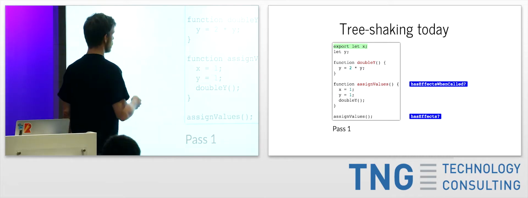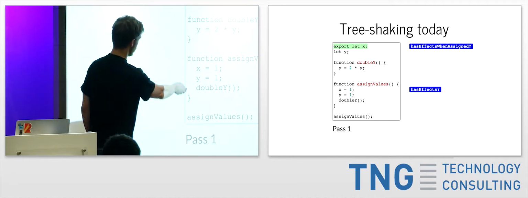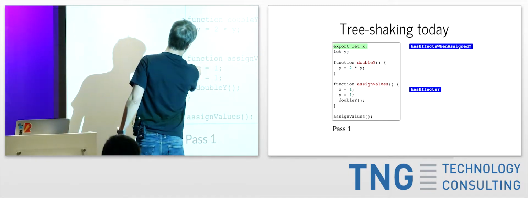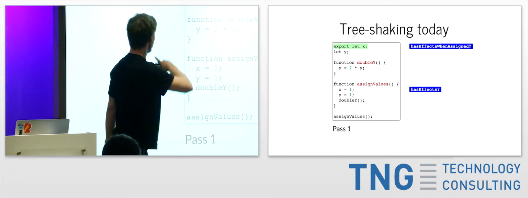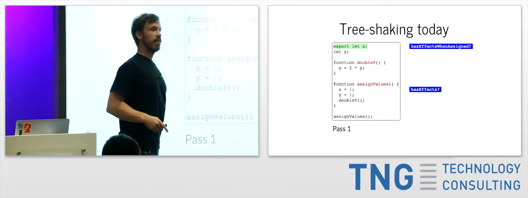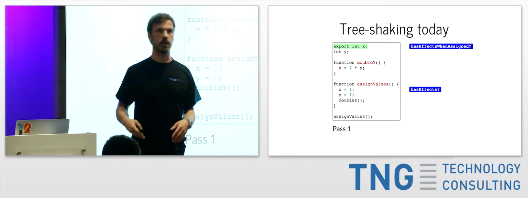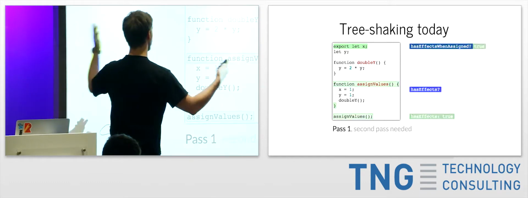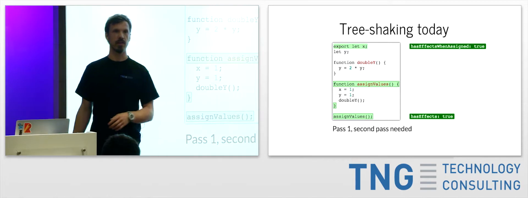And the declaration says, let me look. So I'm looking at my first statement. That, again, asks the assignment over here, do you have an effect? And the assignment asks this declaration, do you have an effect when I assign a value to you? And since this is an export and part of the public API, the value says yes. And then we can resolve everything. And we know, okay, this has a side effect, so we need to include assignValues.